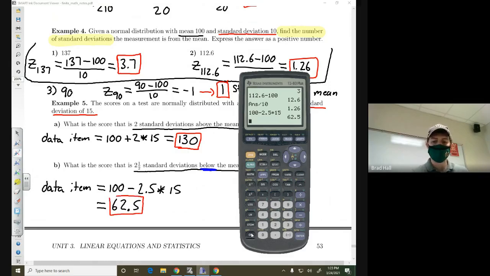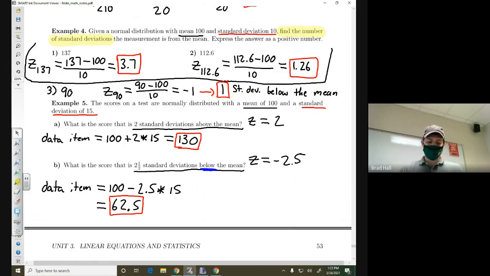So what that says is that the raw data values, when I say that, that's referring to scores on a test. So what it's saying is that there's a boundary that's a score on a test that's 62.5, and this would be 2.5 standard deviations below the mean.